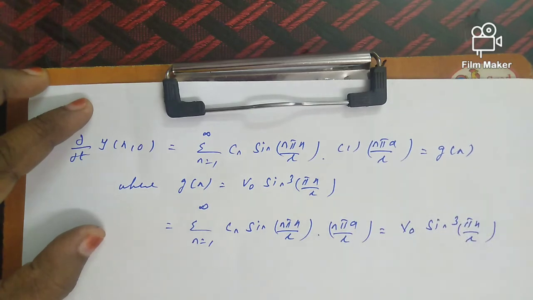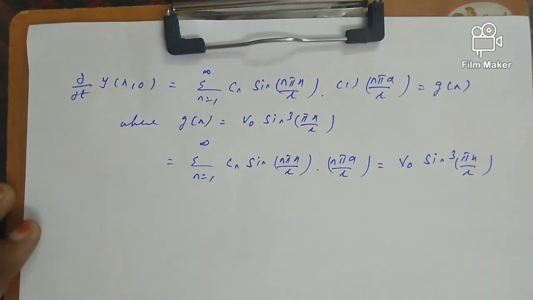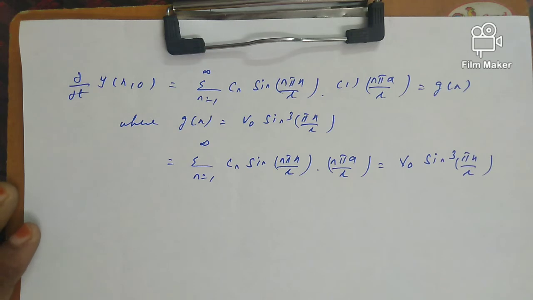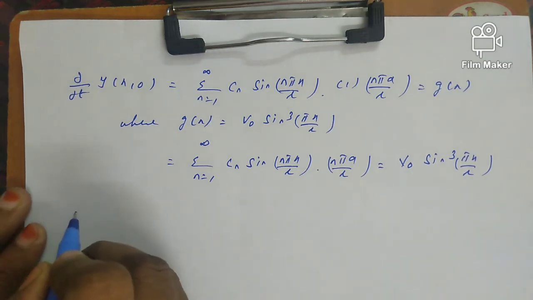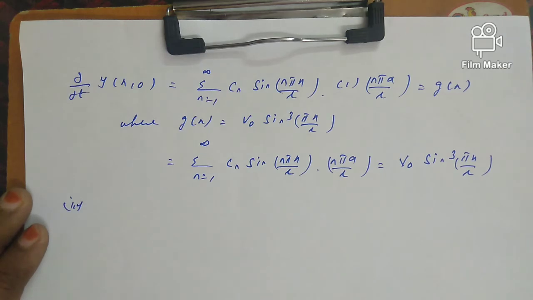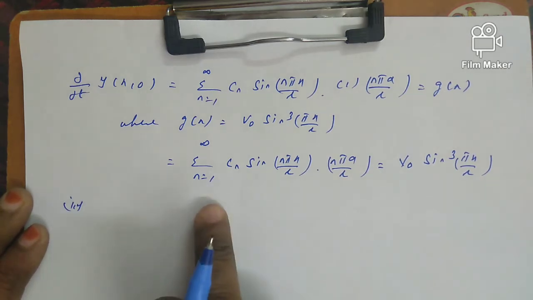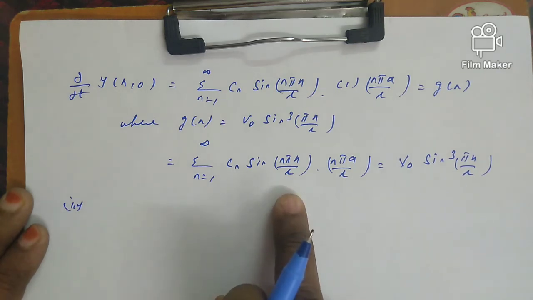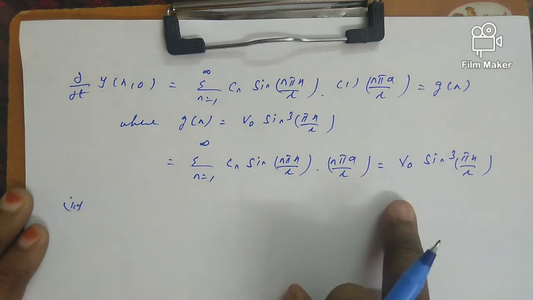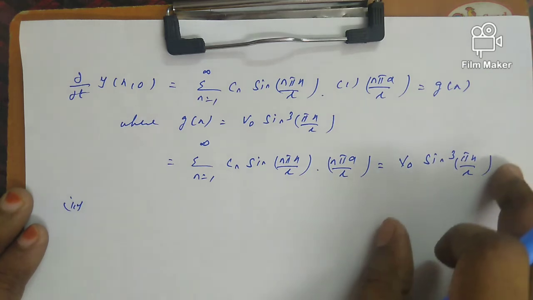Okay, so this is what we have arrived at after applying boundary condition 4. So what is our left hand side? ∂y/∂t of y(x, 0). So here we are getting the sum from n equals 1 to infinity of Cn sin(nπx/L) into nπa/L equal to v0 sin³(πx/L).